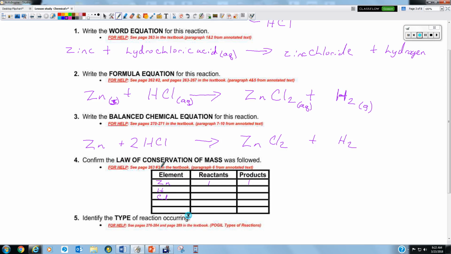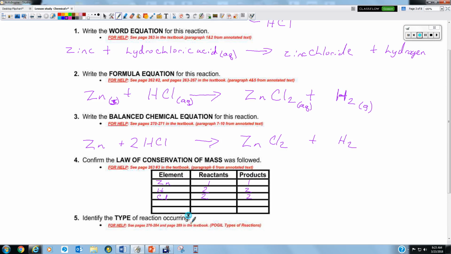On the reactant side, how many hydrogens do I have? 2. How many hydrogens on this side? 2. And then chlorine, same thing. I have 2 chlorines on the reactant side, 2 chlorines on the product side. So is anything out of balance on this reaction right now? All right, so everything's in balance, so we did satisfy law of conservation.